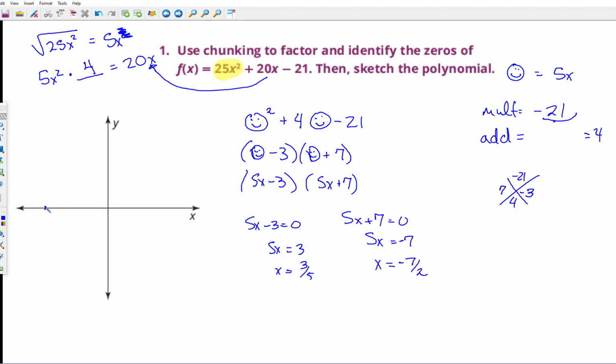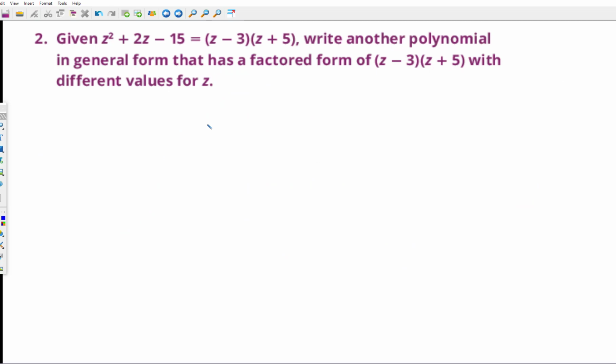So negative 7/5 is over here. 3/5 is over here. And we know this is positive, so that means that it's going up. And it was even, so I know that it was a parabola. I want you to try to see if you can figure out number 2.